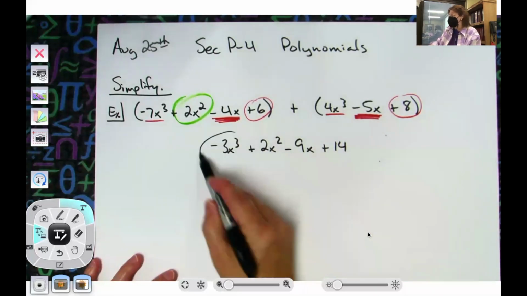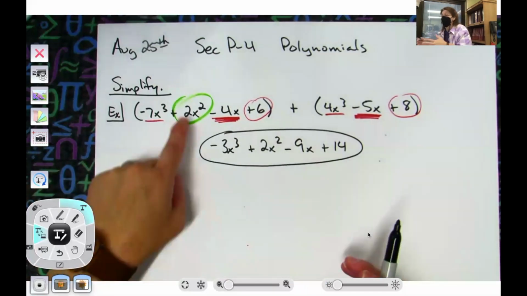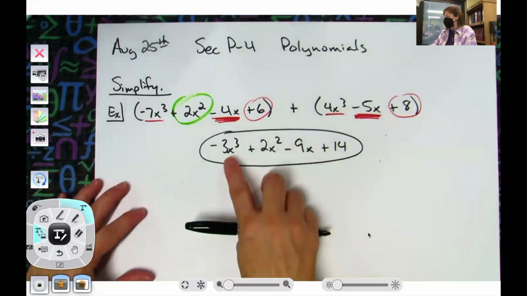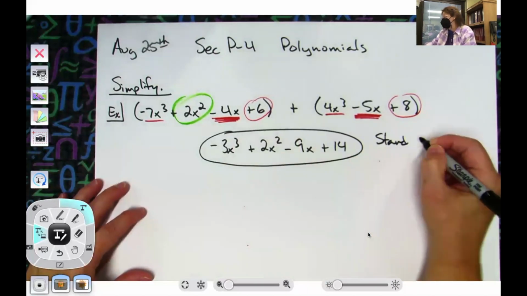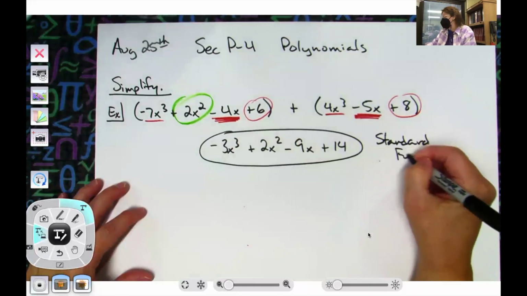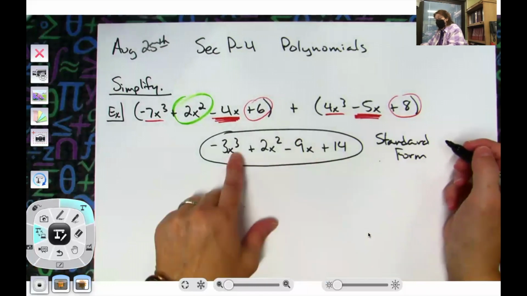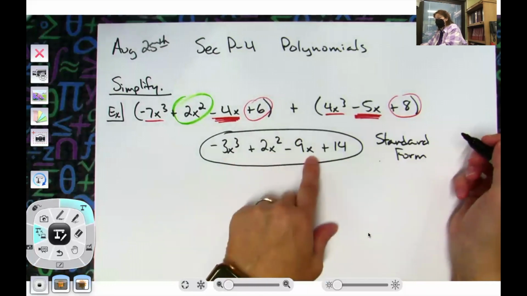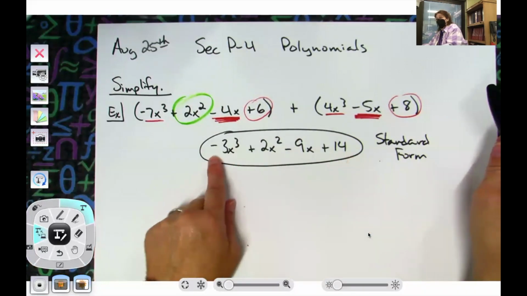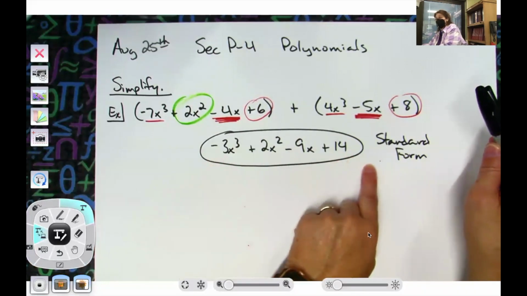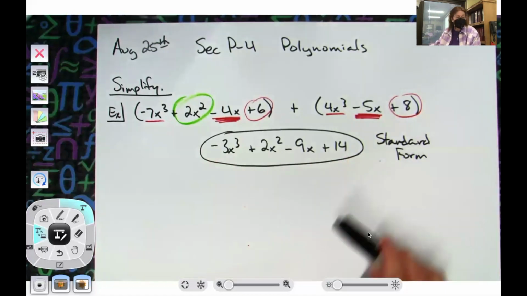And so you can see, obviously, there's lots of places to make mistakes. If you drop a negative, this isn't hard. Now, the way I have written this, it is in standard form because the exponents are in decreasing order. It goes from x to the third, x squared, x to the first. This one has an imaginary x to the 0 power. So the variables are in decreasing order of those exponents, which makes this polynomial in standard form.